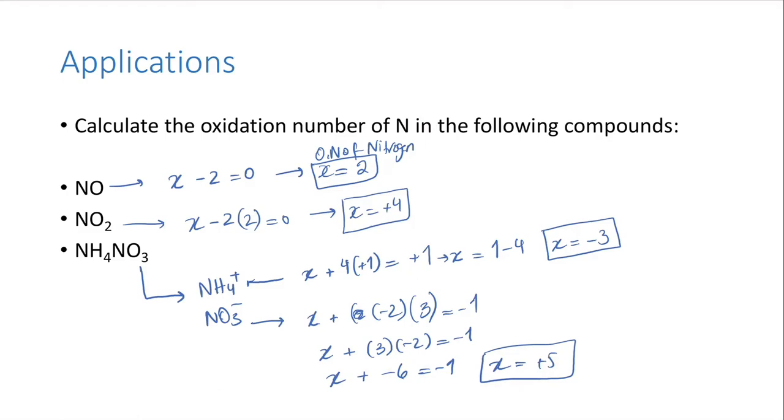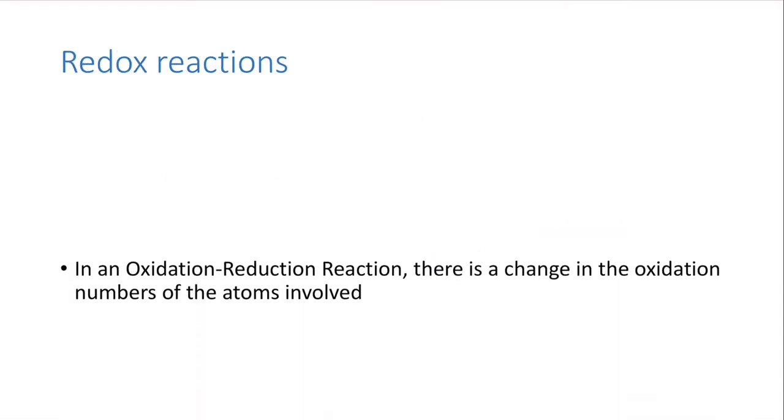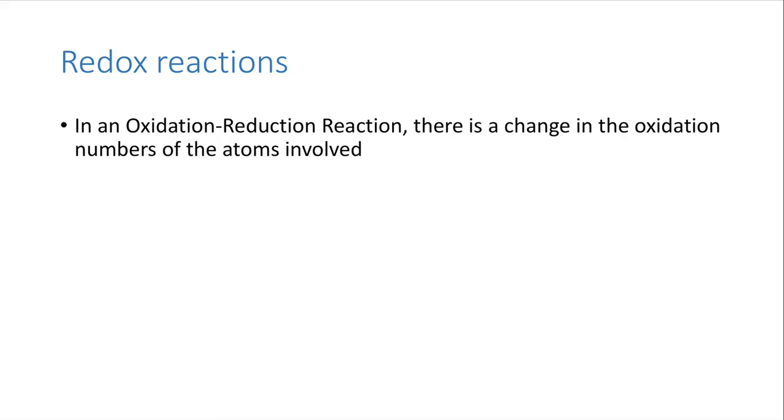Now, the last thing I want to discuss in this video is what do we mean by oxidation number? How can we use the oxidation number? Now, oxidation number, as I've mentioned before, is so that we can track whether electrons are being lost or gained by chemical species. So we need to look at the redox reaction. In an oxidation and reduction reaction, there is a change in oxidation numbers of atoms involved. So there must be a change in oxidation numbers in the chemical species that are involved inside the redox reaction.